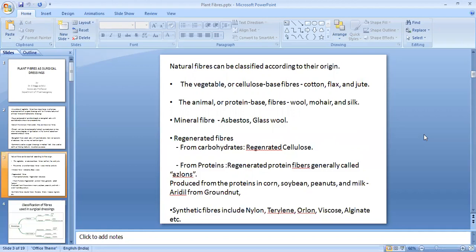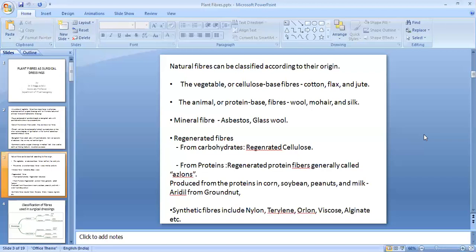The examples of vegetable sources are cotton, flax, jute, and hemp. The examples of animal fibers are wool, silk, and mohair. The mineral fiber examples are asbestos and glass wool. Apart from this, there are also regenerated fibers, that is, semi-synthetic fibers. From carbohydrates, we get regenerated cellulose, otherwise called rayon or viscose.